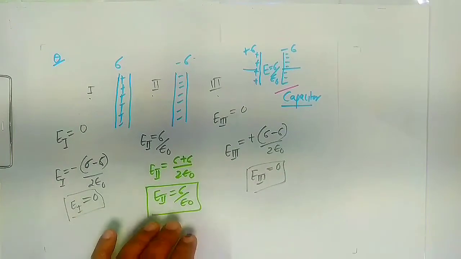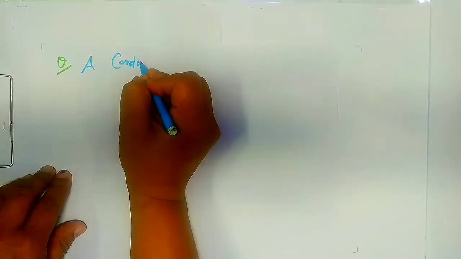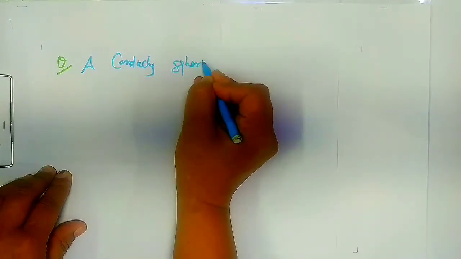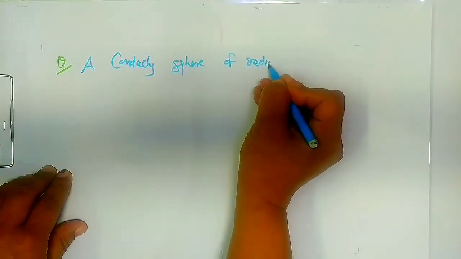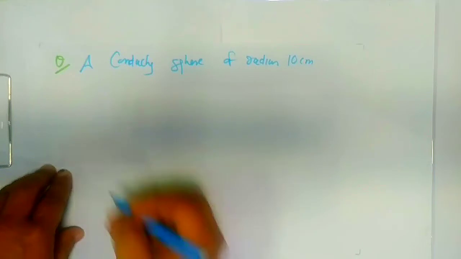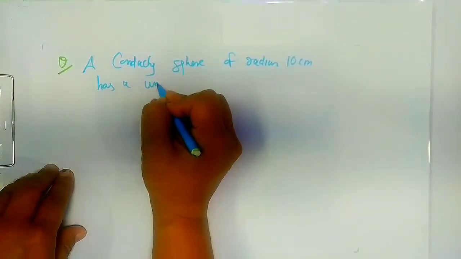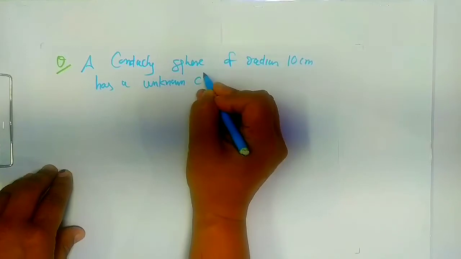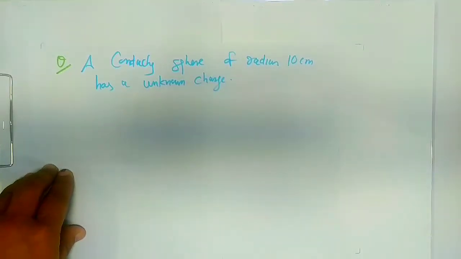I can discuss that numerical also here right now. So what is the numerical? It has been asked in the board exam. It was in the paper also last year, and this question is of NCERT. The question is that a conducting sphere of radius 10 centimeter has an unknown charge. That means you have been asked to calculate the unknown charge.